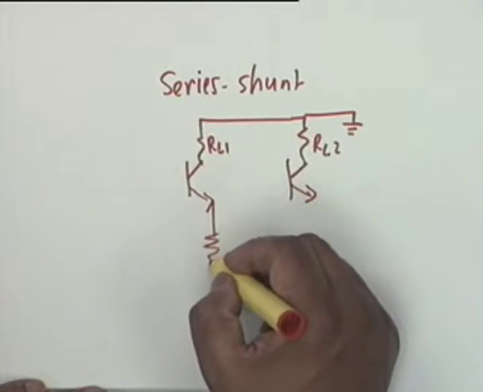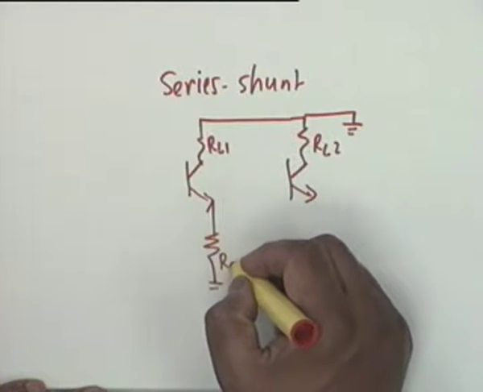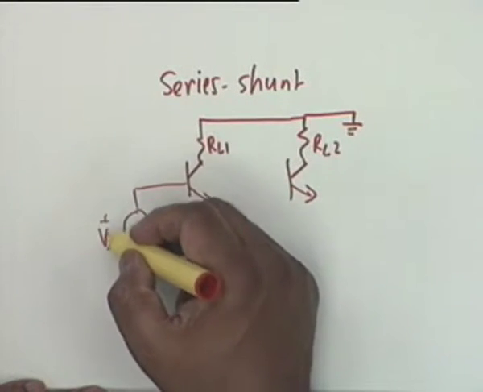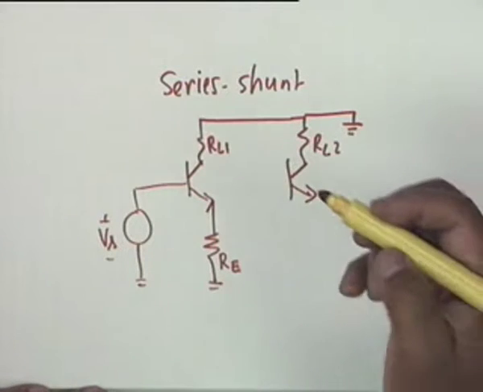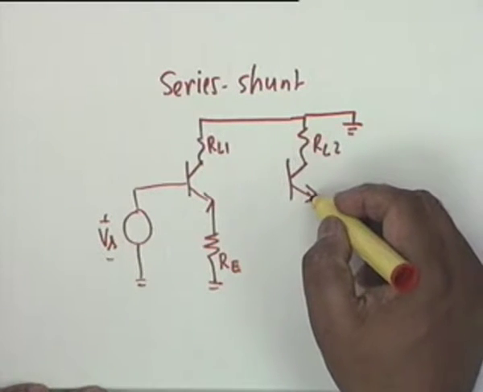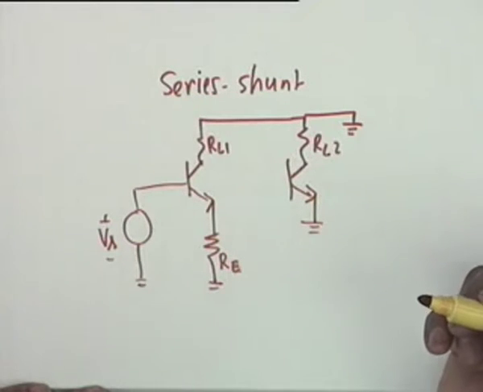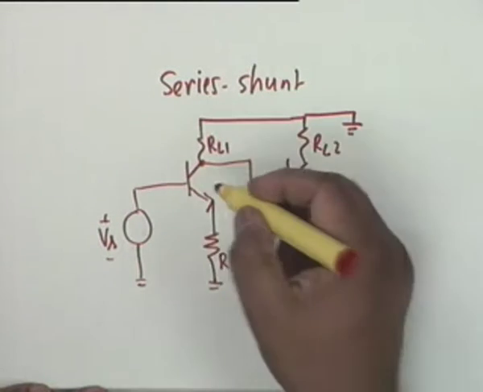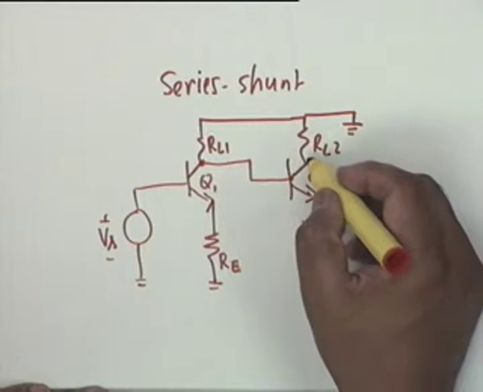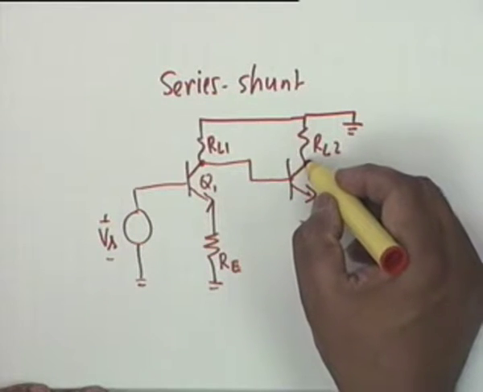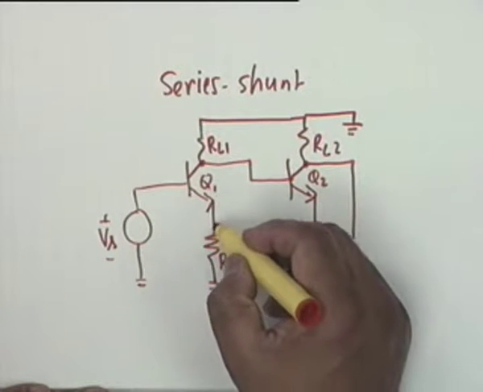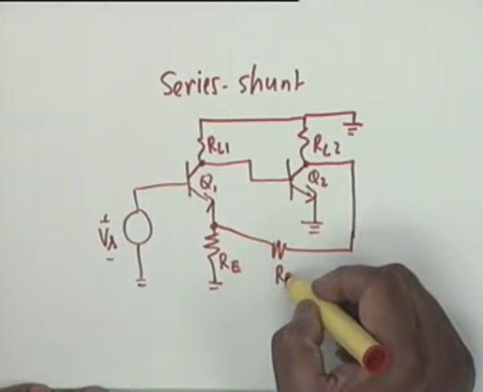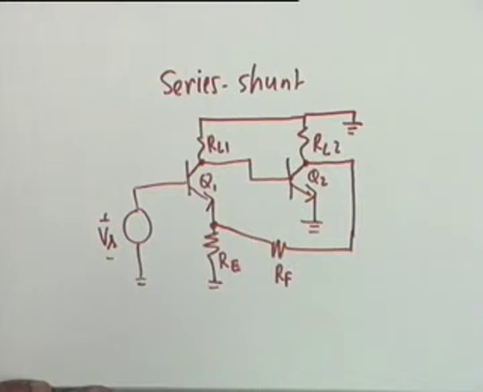Series shunt means we should have this. We should have an unbypassed emitter resistance here, R sub E, and this is my source. The next stage can be common emitter. The output of this is fed to the input of the second stage, Q1, Q2, and since this is series shunt, the shunt connection comes from here and goes to the unbypassed emitter resistance in series with a resistance RF. That the feedback is negative should be obvious.